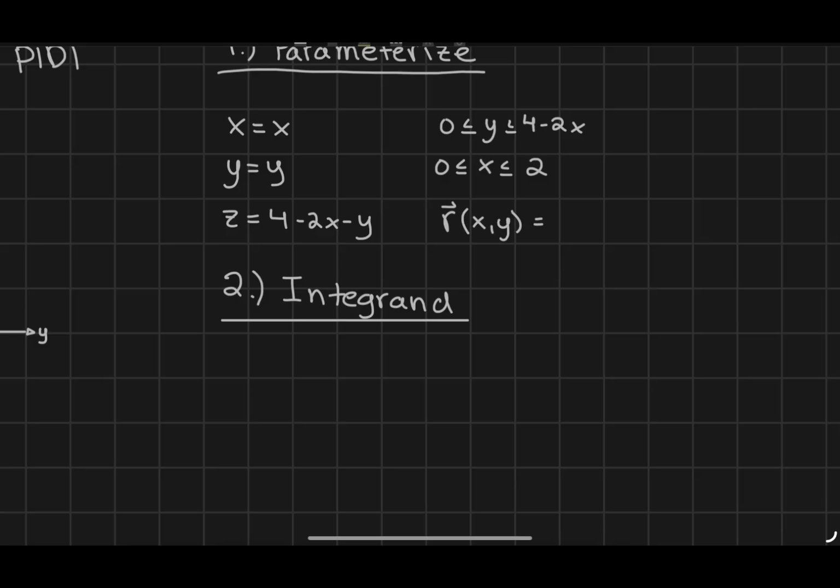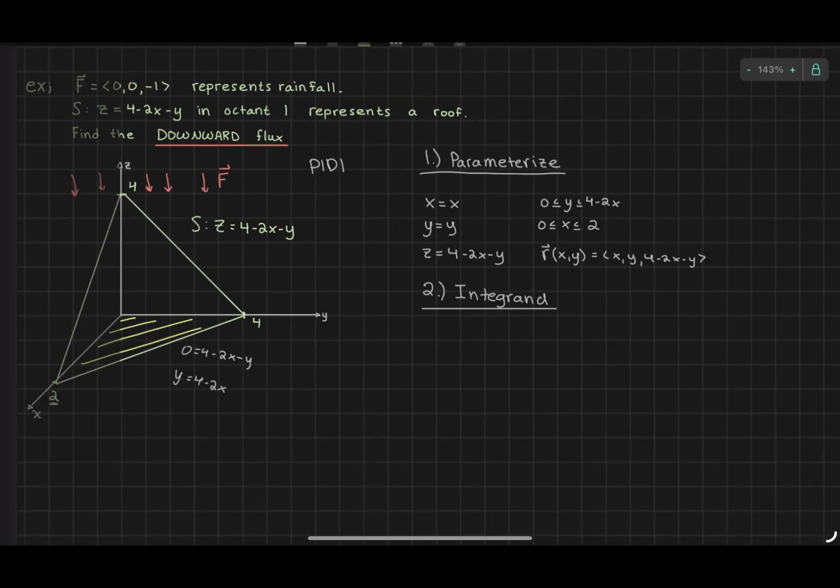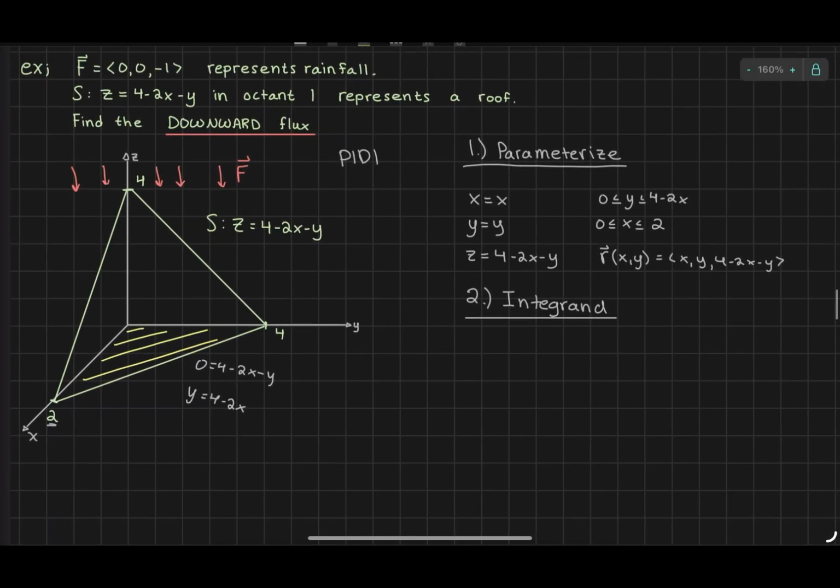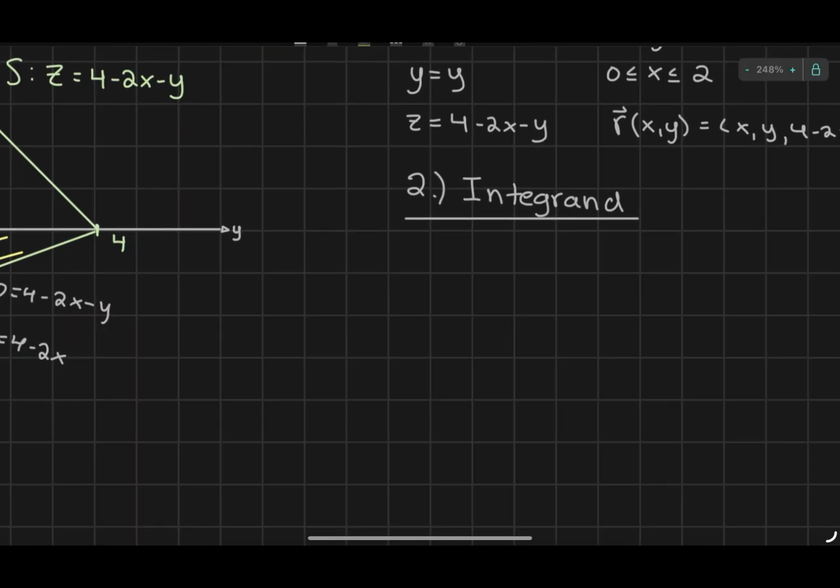R of x, y is going to equal x, y, 4 minus 2x minus y. Sorry, I skipped a little step there. Okay, our integrand. Well, we're not really given an integrand with any variables in it to swap in. Our integrand in this case is actually just going to be our vector field. That's going to be our rainfall. So our F is just going to stay the exact same. It's constant, or scalar. There are no variables in there, so it's just going to be 0, 0, -1.